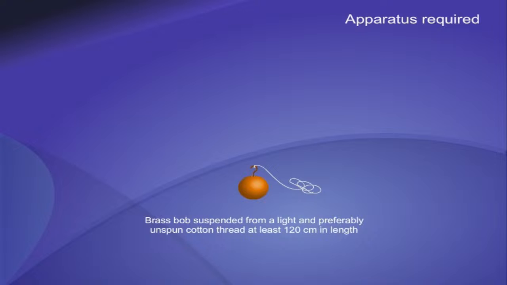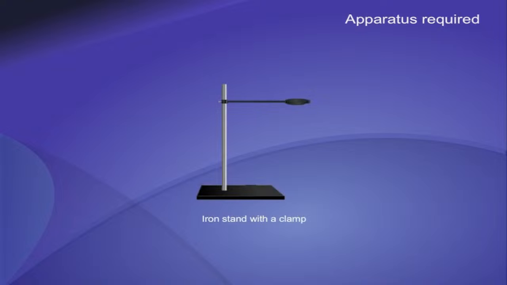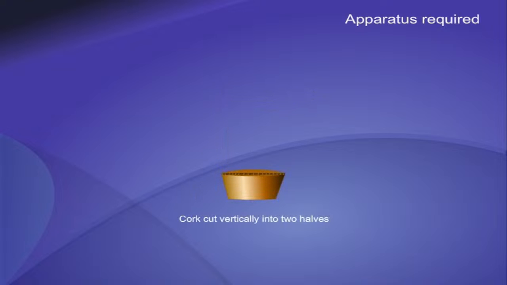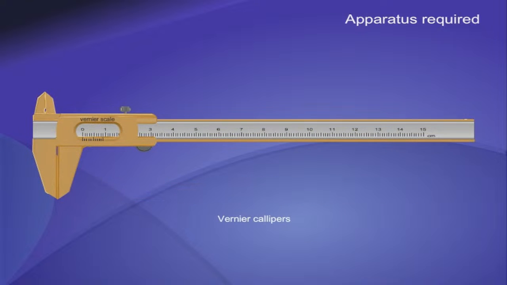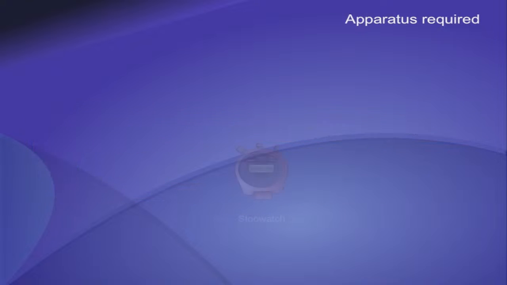Apparatus required. Brass bob suspended from a light and preferably unspun cotton thread at least 120 cm in length. Iron stand with a clamp. Cork cut vertically into two halves. Meter scale. Vernier calipers. And a stopwatch.